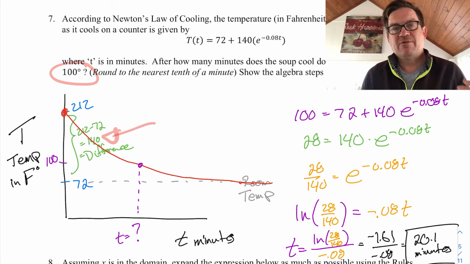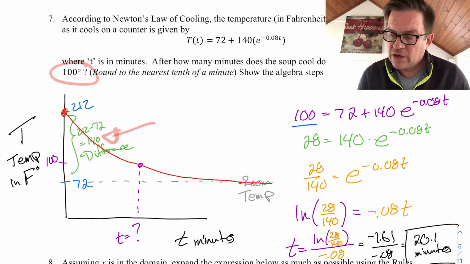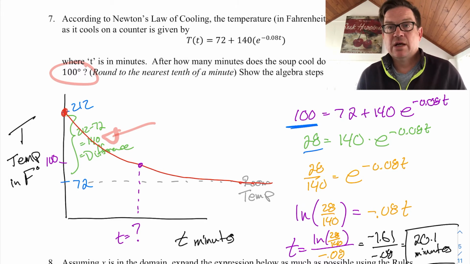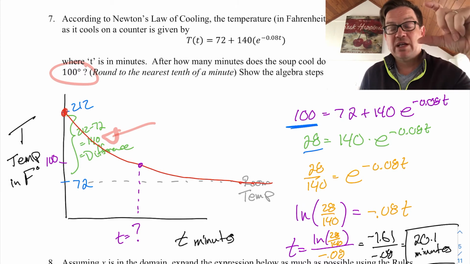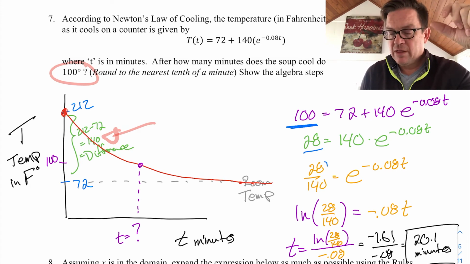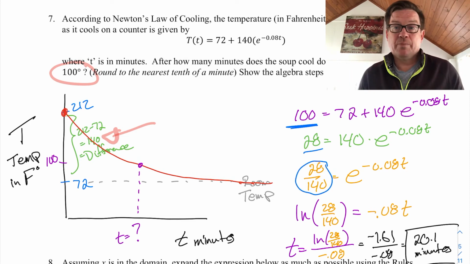And so you want to figure out when it ends up being 100. So you set this equation equal to 100. And first thing, you subtract the 72 because it's added on the other side. And it's still 28 degrees above room temperature. And if it has to decrease by 140, this is the fraction of that decrease it still has to go. So you divide by 140 to get that.